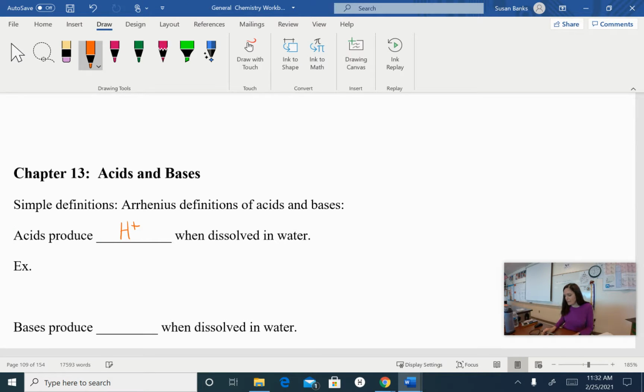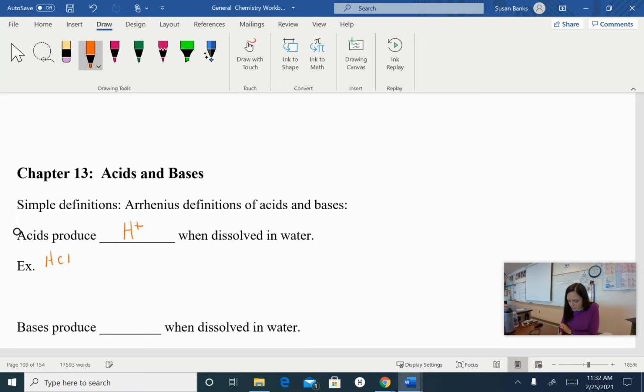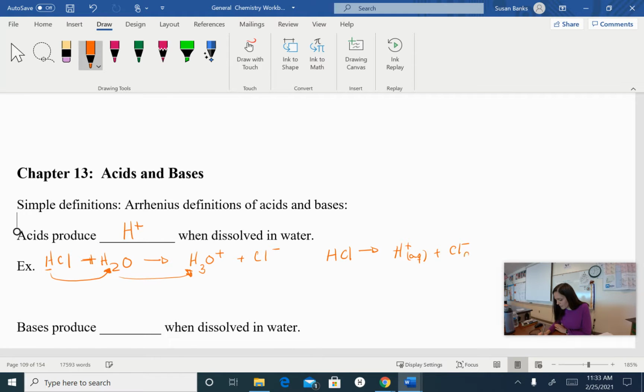So for example, if I had some hydrochloric acid and I dissolved it in water, I would produce what we say is hydronium and the chloride ion. Notice the hydrogen from the hydrochloric acid joins the water to produce the hydronium. Now, we don't normally write the water in this equation. What we would normally write is hydrochloric acid ionizing to produce hydrogen ions in water and chloride ions in water.